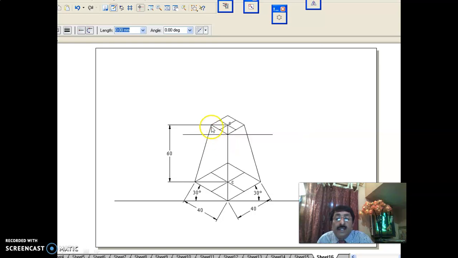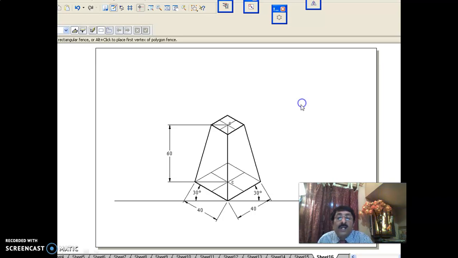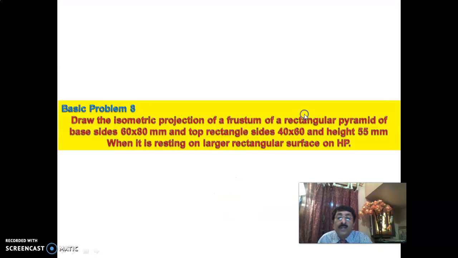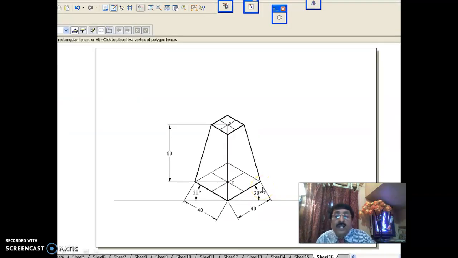Then join this as the slant edge of the frustum, and you know very well you are concentrating on isometric projection, isometric view: top surface, right surface and left surface. Darken the top surface, darken the left surface, darken the right surface. This is the isometric view, in which I did not change the dimension. If you want isometric projection, you have to select the entire thing using the scale command and multiply by 0.816.